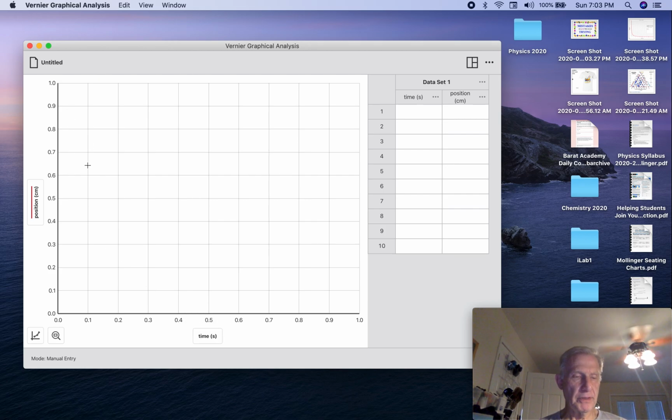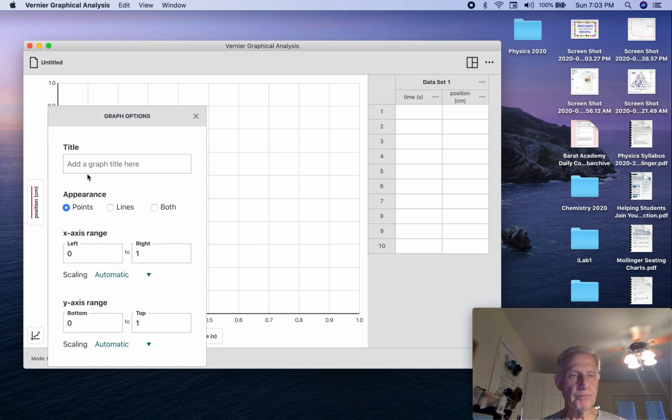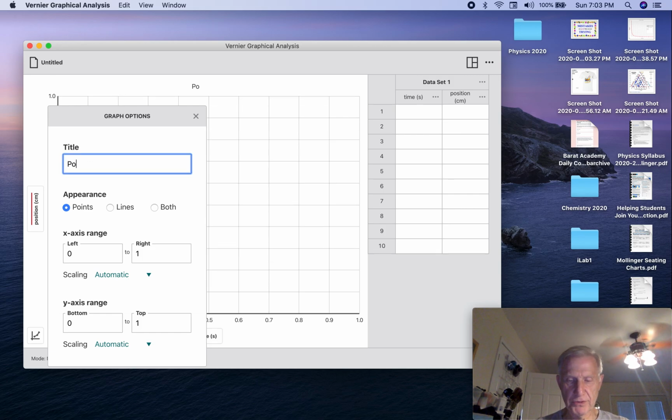Now we do need to give it a title, so we know what we're looking at here. We edit the graph options. Our title is position versus time. We always do the dependent variable versus the independent variable. Make sure it's just on points, and we can leave everything else the same, and the graph will scale automatically.